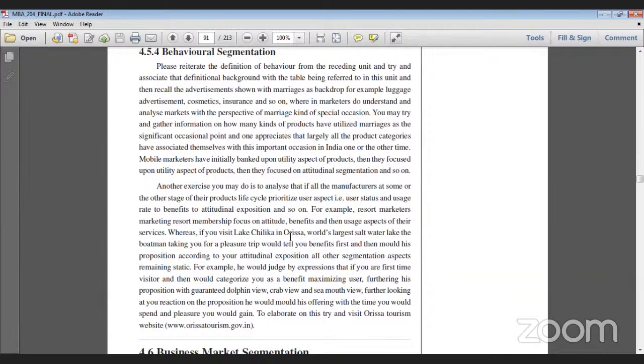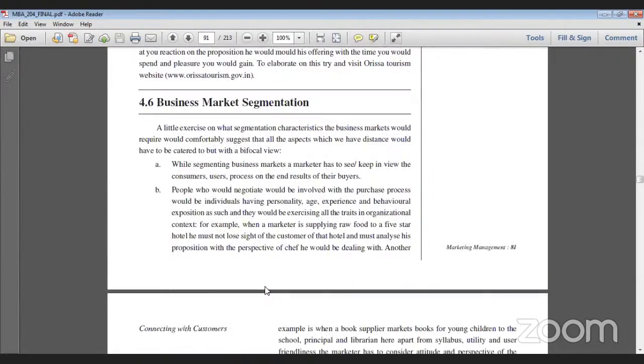Now I will give you an example. In the book also they have given an example of Orissa. In Orissa you can see there are lots of seas and lots of lakes available. If you visit Lake Chilika in Orissa, which is the world's largest salt water lake, the boatman taking you for the pleasure trip could tell you the benefit first and then mount this proposition according to the attitudinal exploitation, all other segmentation aspects remaining static. Okay, these are the behavioral segmentation. Now, business market segmentation.